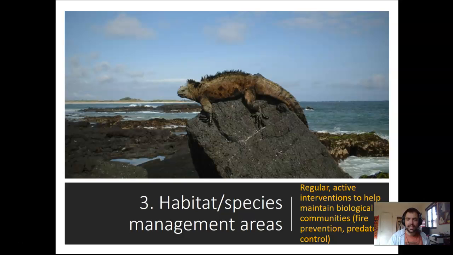Then there are habitat and species management areas. So regular active interventions to help maintain biological communities, fire prevention, predator control. And this is a marine iguana in the Galapagos Island. So protected areas that are aiming to protect particular species or habitats, and management reflects this priority. Many Category 4 protected areas will need regular active interventions to address the requirements of particular species or to maintain habitats, but this is not a requirement of the category.